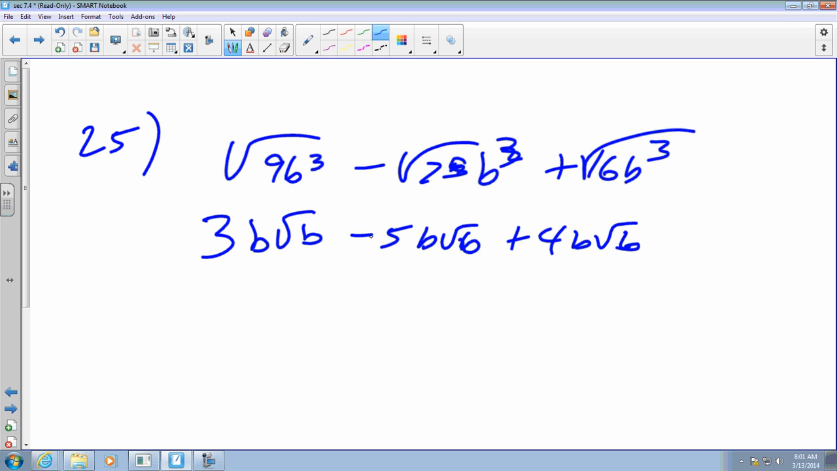So I have 3 minus 5 is negative 2. Negative 2 plus 2 gives me 2b square root b. Notice that the radical and variable portion does not change when you add or subtract.